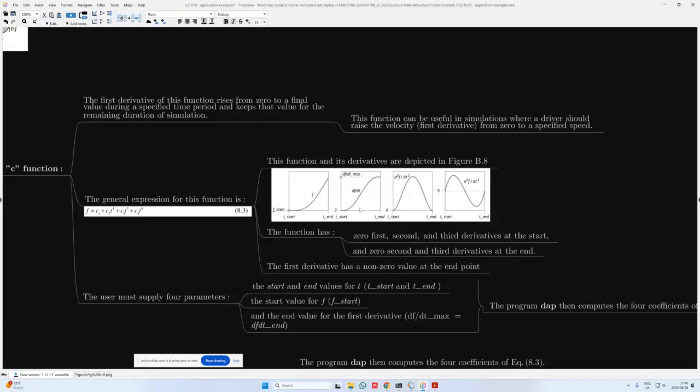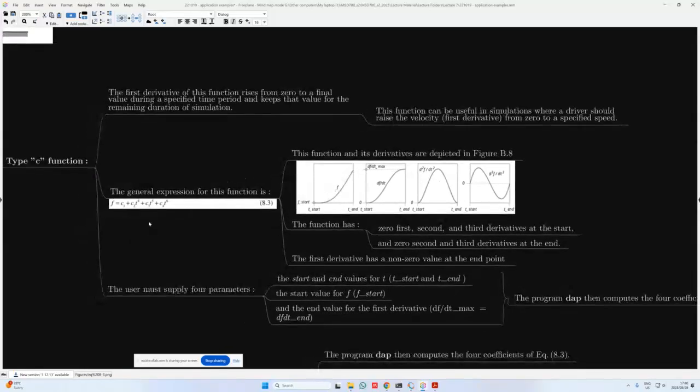And that we can see from this second graph that we have over here in figure B8. So we start at 0, but after some time t end, we have reached some final velocity or some final speed in the system. The general expression for this function is then given as equation 8.3, where we have f equal to c1 plus c2t to the fourth plus c3t to the fifth plus c4t to the sixth.